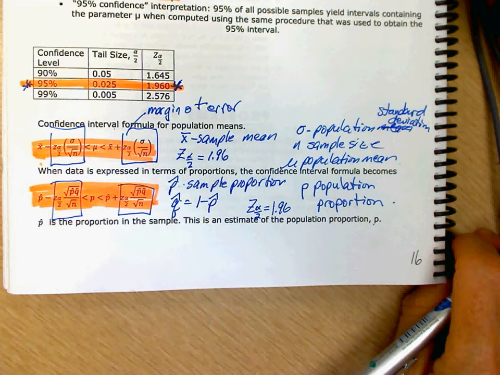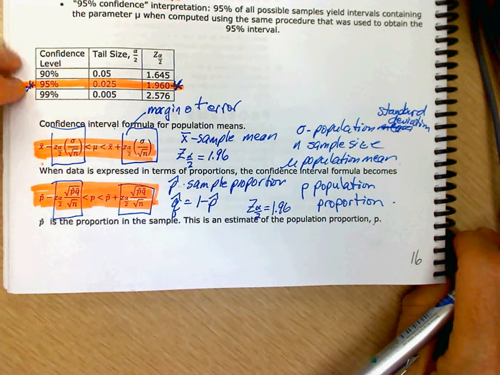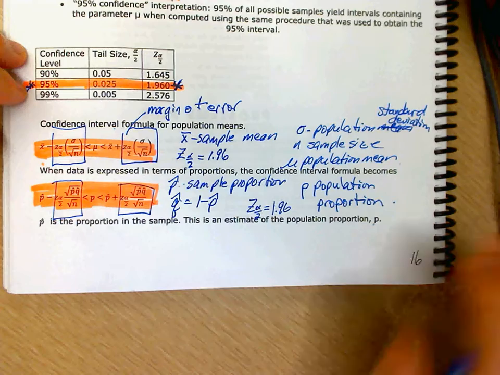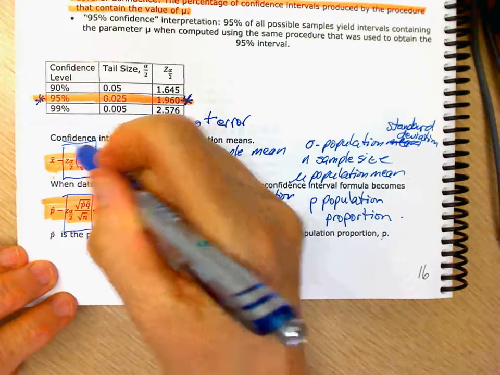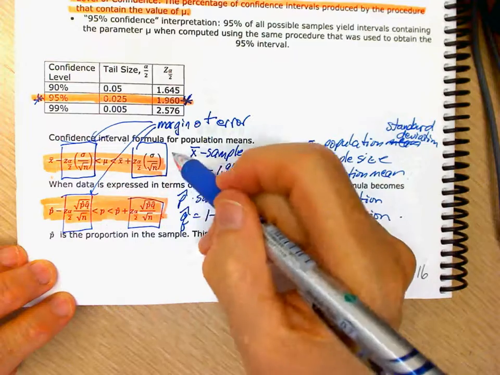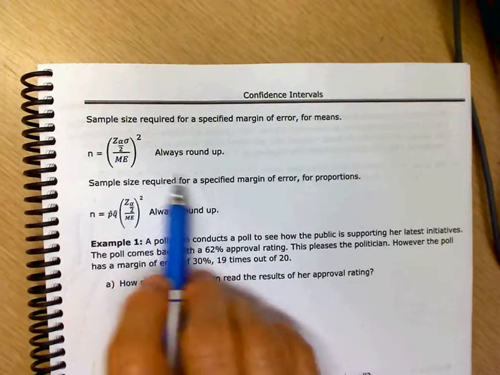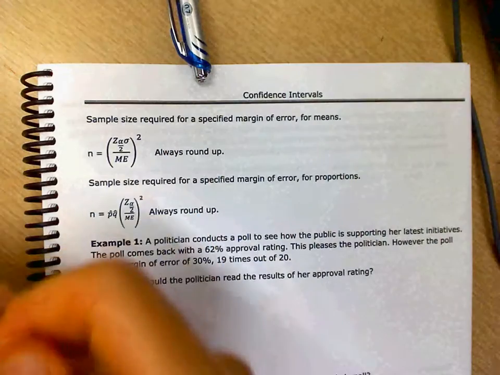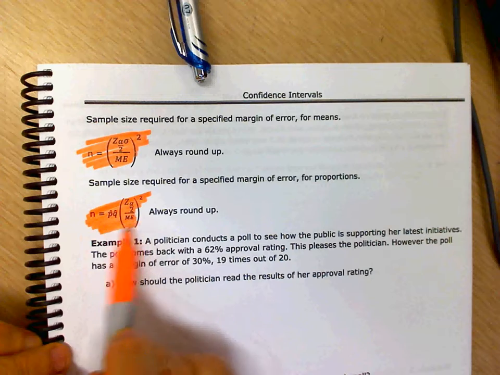So, the next thing to calculate: if you want a certain confidence interval with a certain confidence level, what sample size should we use? That's margin of error for means, and that's margin of error for proportion. Now this helps us get the sample size. So these are other formulas you need to know. And we always round up.